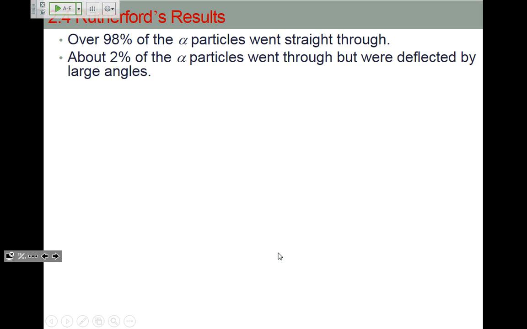So what Rutherford's experiment showed, the results, was that 98% of the alpha particles went straight through. So whatever is in there, it's small. That's one thing that was found. So most of the atom is empty space. But about 2% of the alpha particles went through but were deflected by large angles.